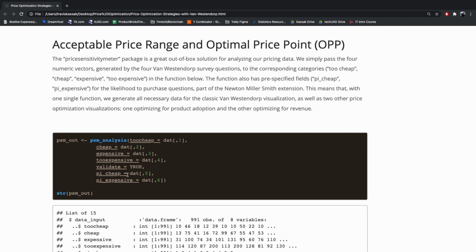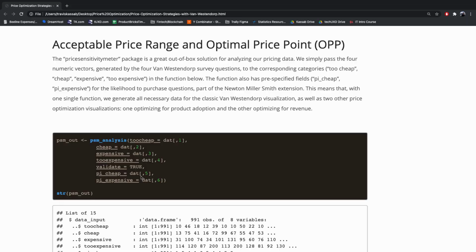PI_cheap, this is the first Newton-Miller-Smith question. So this is question 5 and question 6. This is a factor variable, and it's coded from 1 to 5. 1, 2, 3, 4, 5. 1 being very unlikely that I would purchase this product, 5 being very likely that I would purchase this product at the cheap and the expensive price that the respondent had listed. Anyways, validate equals TRUE.